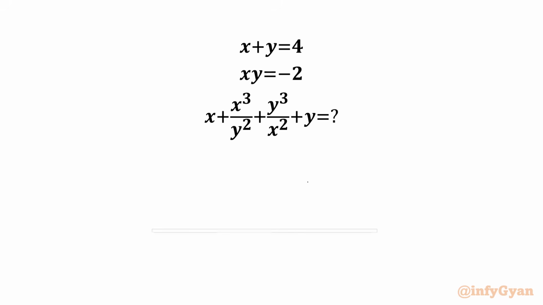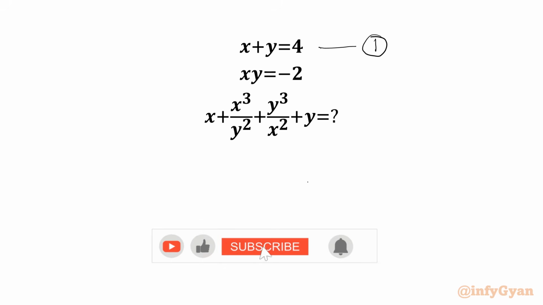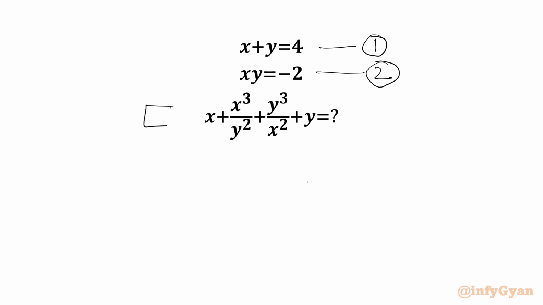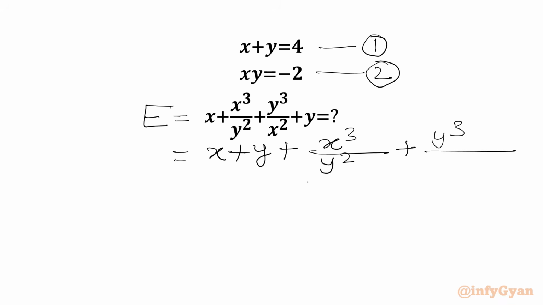Let's get started straight away by writing this is equation 1 and here we'll write equation 2. Let's say the required expression is E. I will simplify E first. So we can write E will be x plus y plus x cube over y square plus y cube over x square. Now in place of x plus y, we will write 4 because of equation number 1.